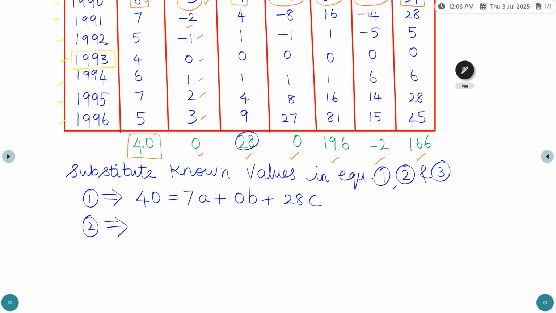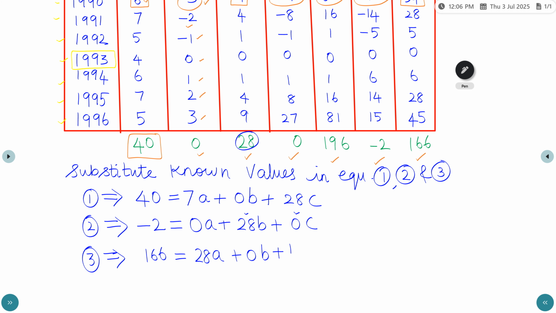Similarly, second equation is summation xy, that is minus 2 equal to 0a, 0a means summation x value, plus 28b plus 0c. Substituted summation x squared value 28, summation x cube value 0. And the third equation, 166 is the value for summation x squared y, and then 28a plus 0b plus 196c.